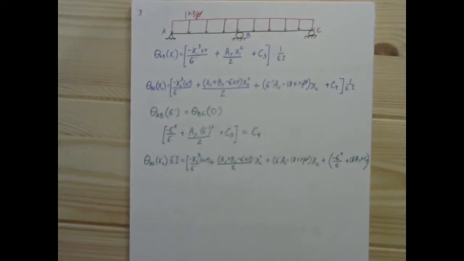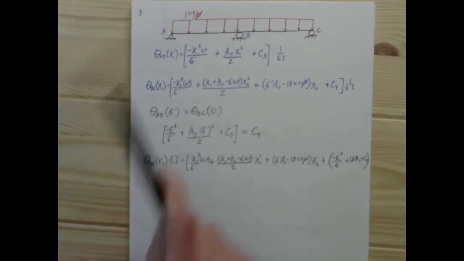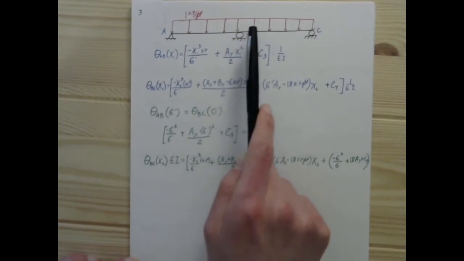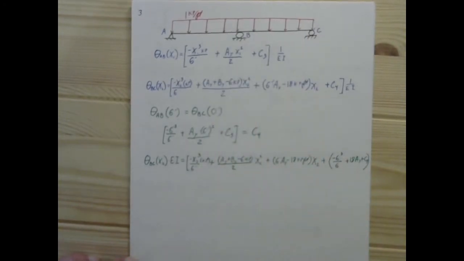Welcome back. This is part 3 of the example for using integration to solve for indeterminate structures reactions. This portion will go through using the boundary condition that the rotation at point B is going to be constant over point B. That is to say that the rotation from A to B at B is the same as the rotation from B to C at B in particular.